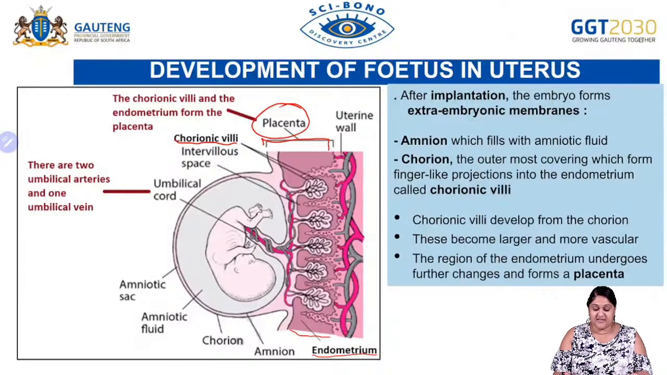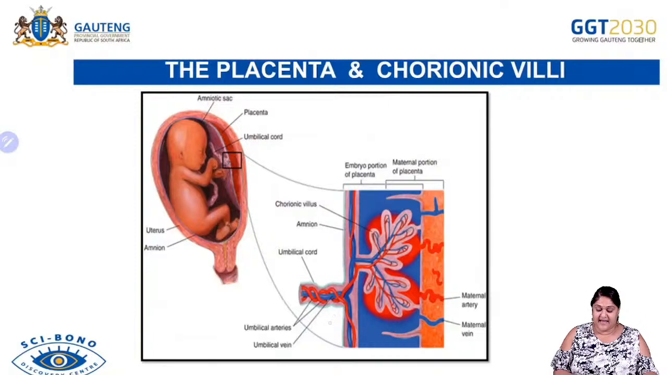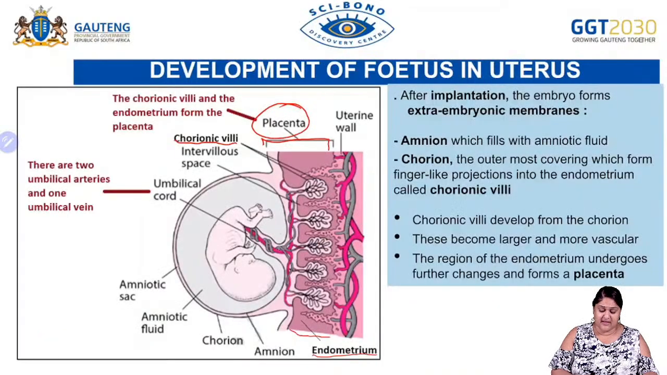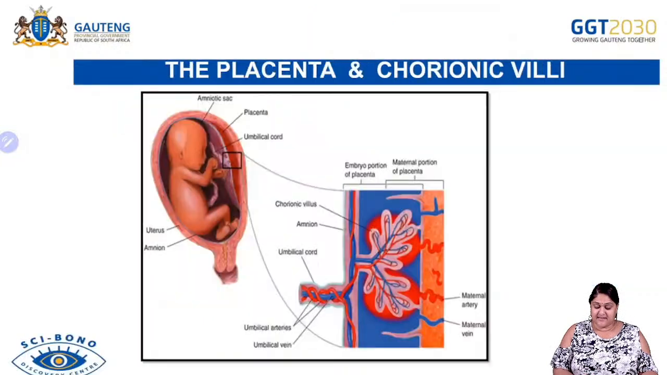Then this is just another diagram to show you the chorionic villi, and it shows you the umbilical cord. The umbilical cord, remember, is also coming out. It's the part that joins the fetus to the mother. We're going to go into what it does just now, but this is how the implantation occurs. Okay, so now let's talk about the placenta.